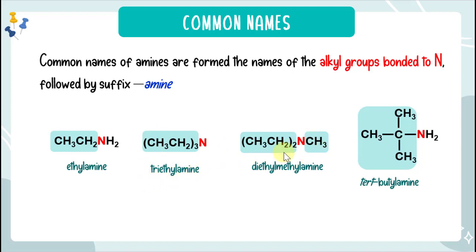For the third structure here, we have two ethyl groups bonded to the nitrogen and one methyl group bonded to the same nitrogen. So we are going to use the prefix di, so we have diethyl. Since E comes first before M, we are going to put ethyl at the front. So diethylmethylamine. And the last structure here, we have a tert-butyl group attached to the nitrogen, so the name will become tert-butylamine. The common names of amines are also accepted in the IUPAC nomenclature.